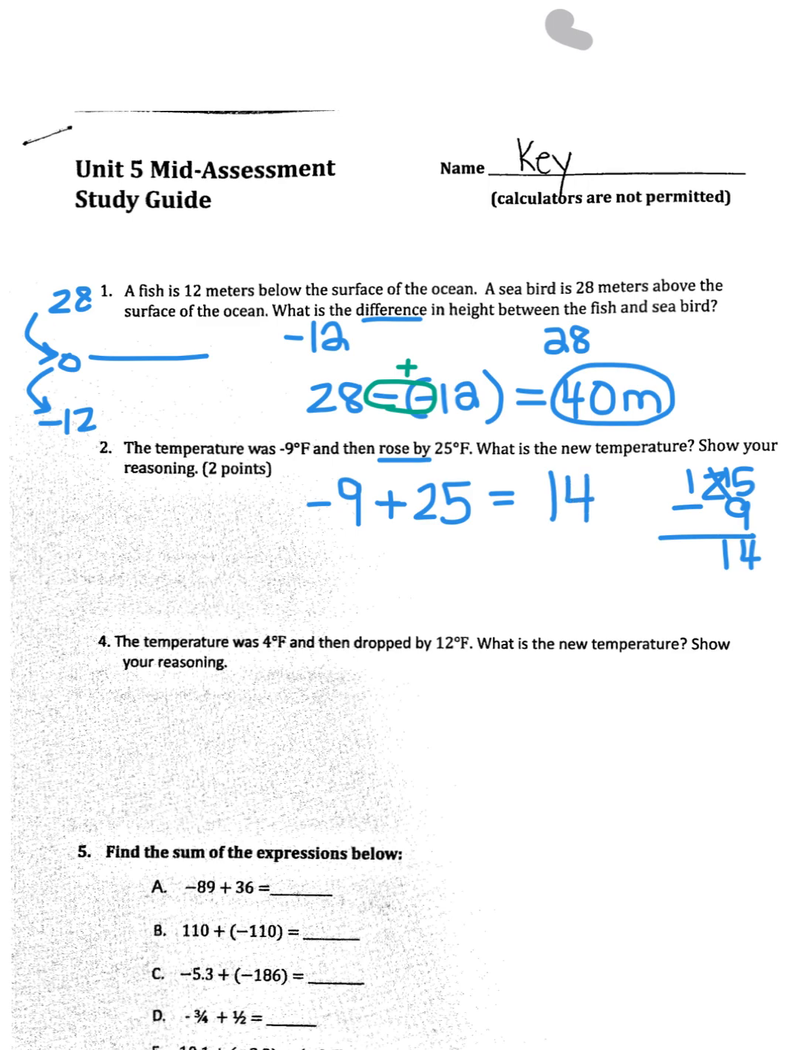keep the sign of the bigger number. And 25 has a bigger absolute value, right? And we only went down 9. We went in the positive direction way more, 25. So having a positive temperature makes sense.